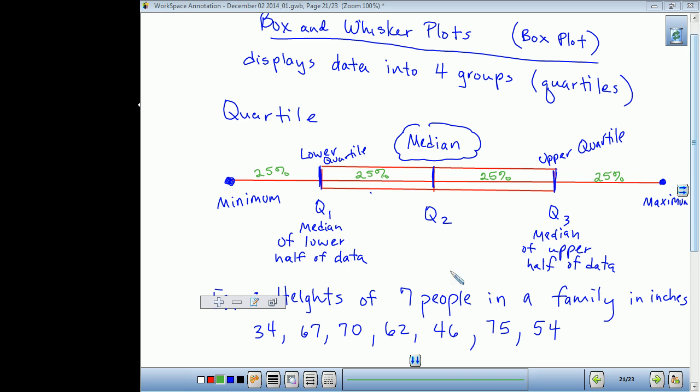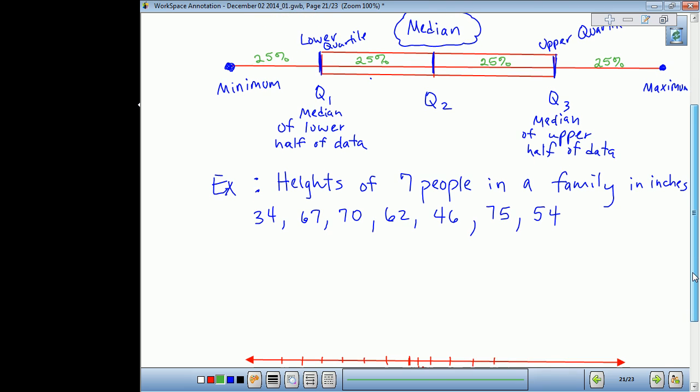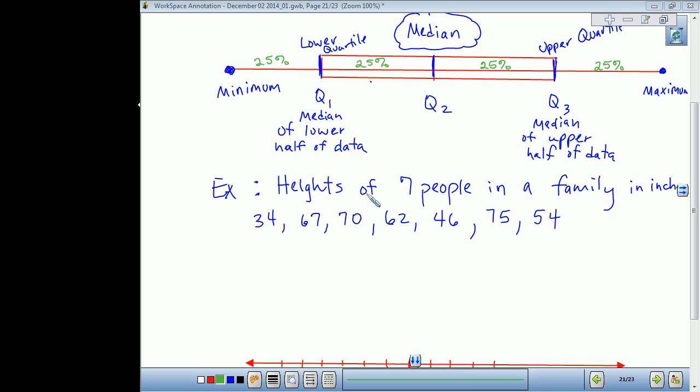So let's take a look at an example on how we would display data using a box and whisker plot. Here we have some data, and this data is the heights of 7 people in a family in inches. We've got 34, 67, 70, 62, 46, 75, and 54. What's the first thing we need to do? Order our data. Great. So 34 is the smallest.